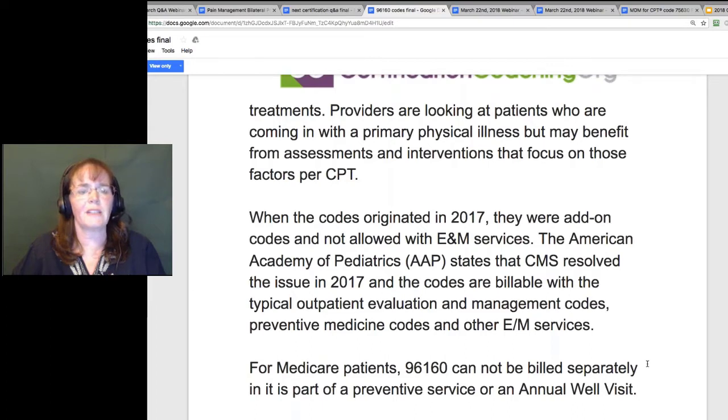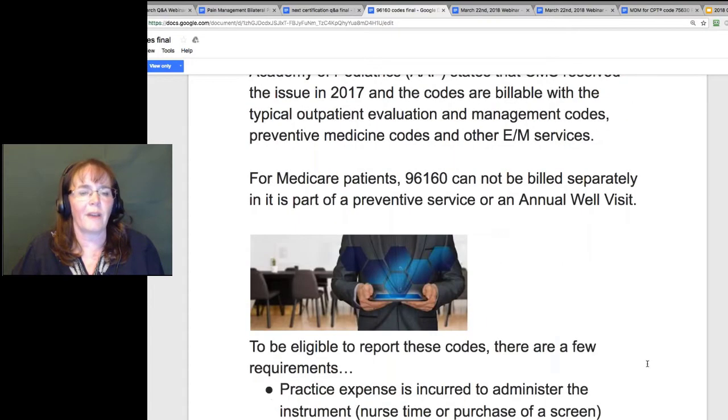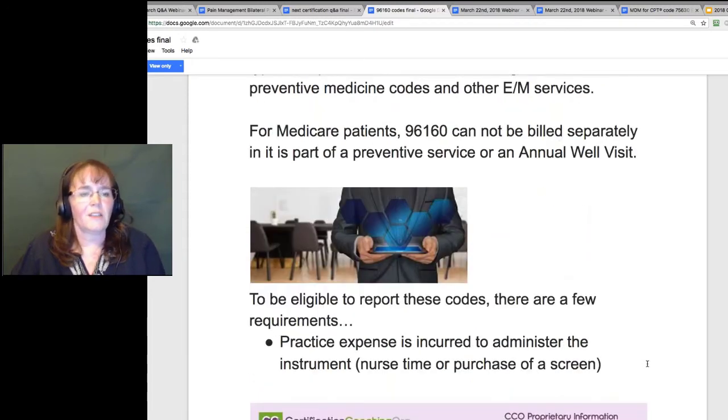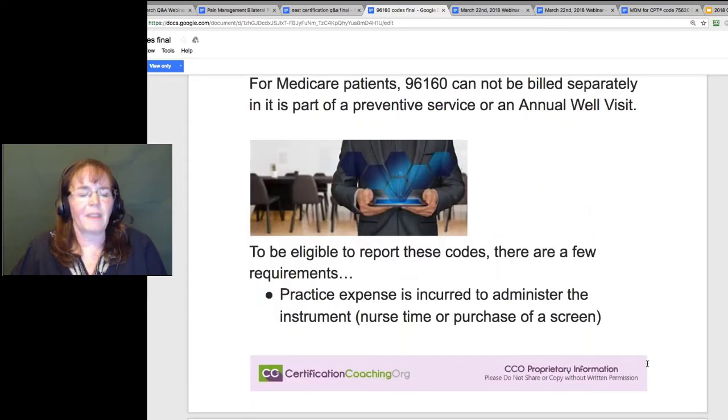So they came out in 2017, and originally they were add-on codes and not allowed to be billed with an E&M service. But the American Academy of Pediatrics, the AAP, got involved with CMS to resolve that issue, and the codes are billable with a typical outpatient evaluation and management code, preventive medicine code, or other E&M code. So originally in 2017 when they came out, you may have had denials, and then they retroed it. If you're looking at a Medicare patient, 96160 cannot be billed separately. If it's billed with a preventative service or an annual well visit, you cannot bill for that code if you're already coming in and billing for the well visit.